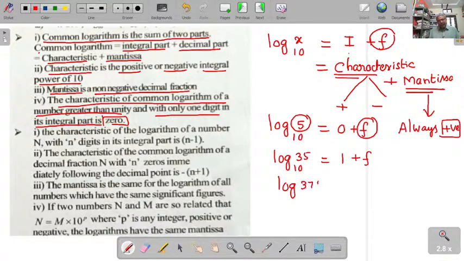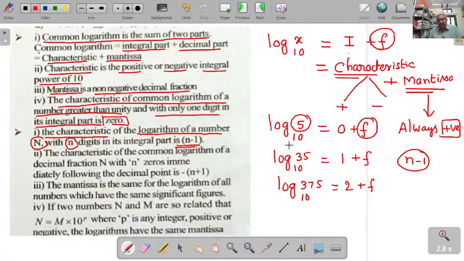So 375 to the base 10, its characteristic is 2. So it's very clear, you can observe that there is a pattern. For example, if there are n digits in a given number, then its characteristic will obviously be n minus 1 only. So that means the characteristic of a logarithm of a number with n digits, its integral part, is nothing but the characteristic, that is n minus 1.